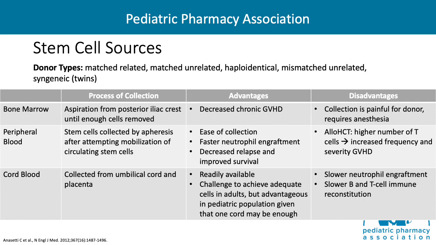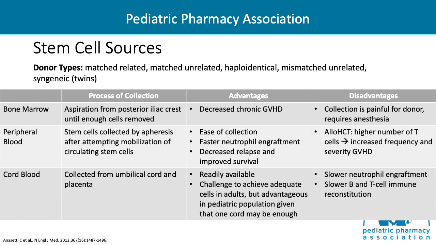In a majority of cases, a matched related donor may not be found, and other donor types have to be considered that each carry unique considerations. The donor types include matched related, matched unrelated, haploidentical, mismatched unrelated, and syngeneic. We are not going to go into the details of donor types within the scope of this presentation.